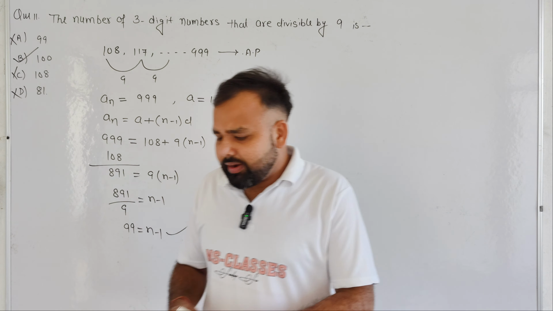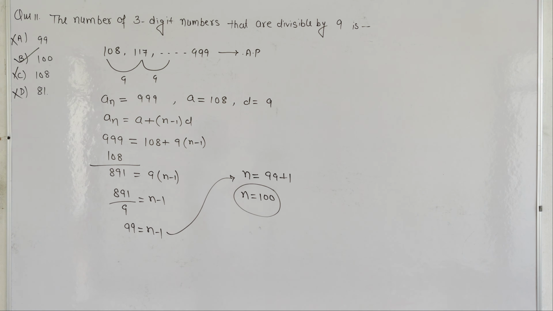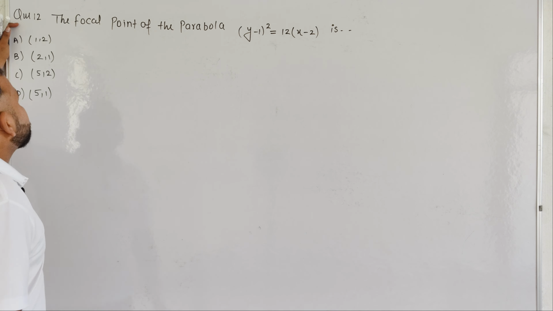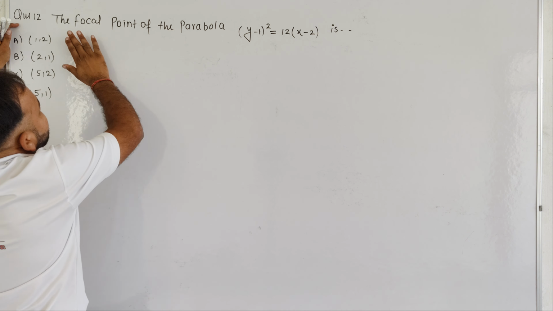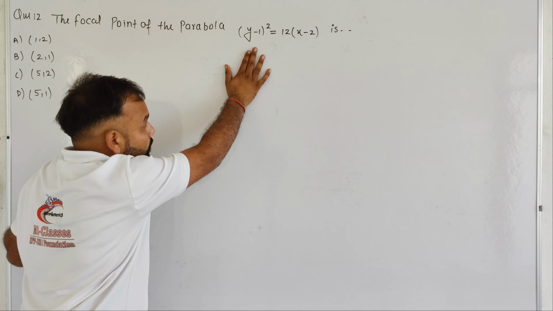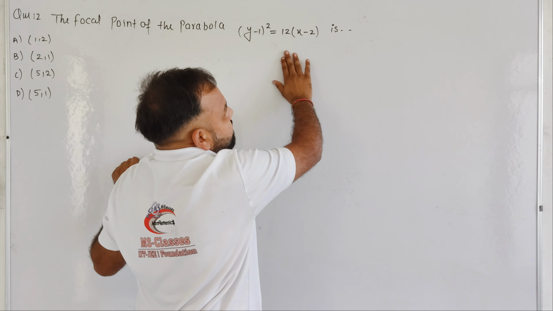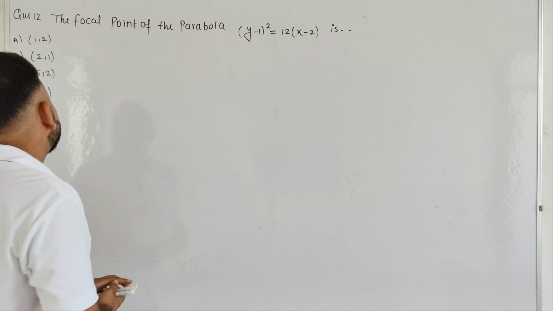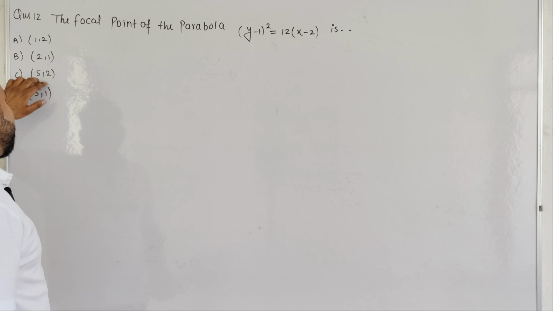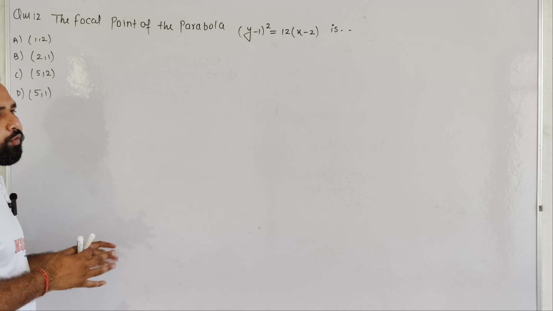So in the same way, our next question is question number 12, students. In this question, the focal point of the parabola (y minus 1) whole squared equals 12 times (x minus 2) is... These are the options: option A is (1, 2), B is (2, 1), C is (5, 2) and D is (5, 1).